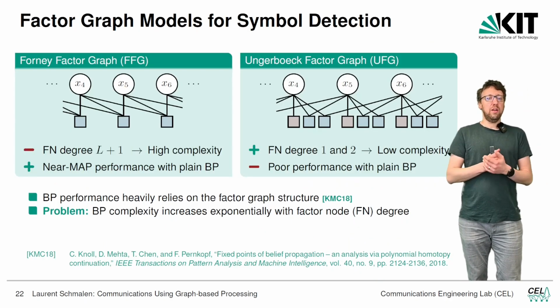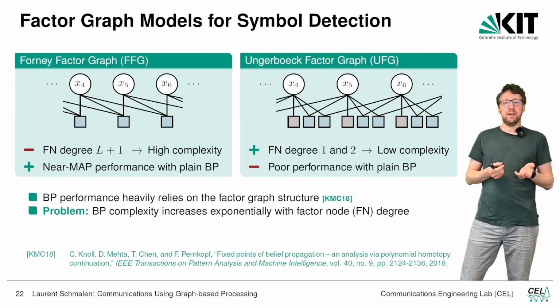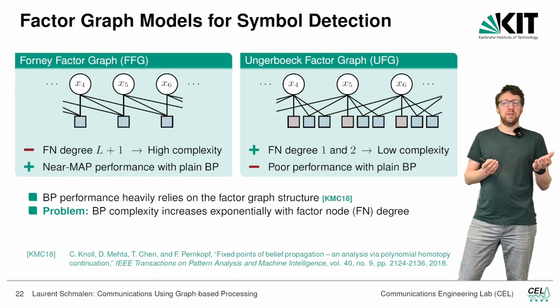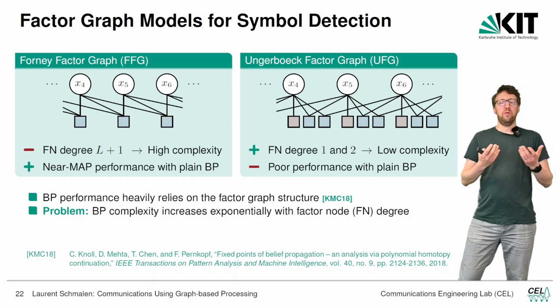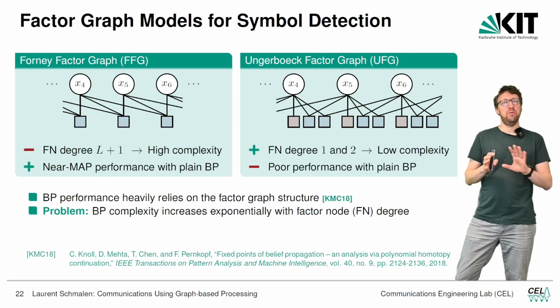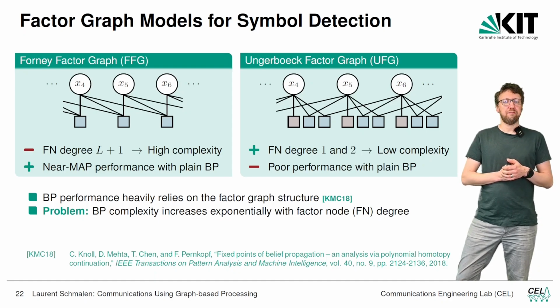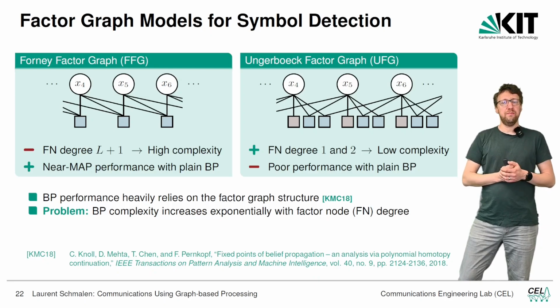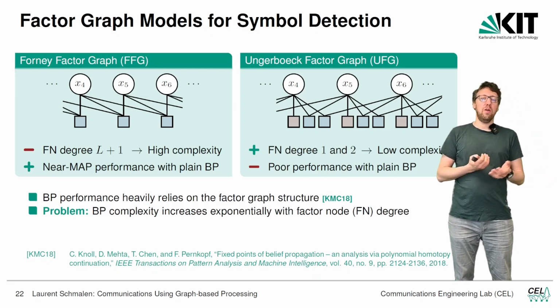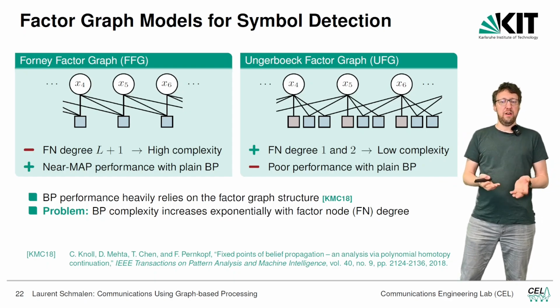So let's recap what we know. We have introduced 2 types of factor graphs for symbol detection. First, the Forney style factor graph. It has high complexity, but for many channels with plain BP without any modification, it offers near MAP performance. On the other hand, we have the Ungerboeck factor graph, the UFG. It has only low complexity. It only has factor nodes of degree 1 and 2, so very low complexity, but with plain BP it can have very poor performance.